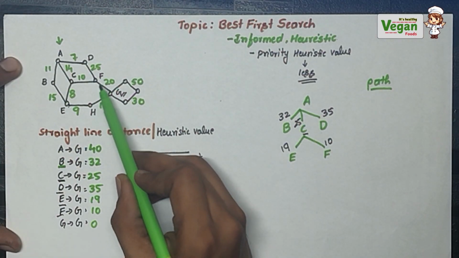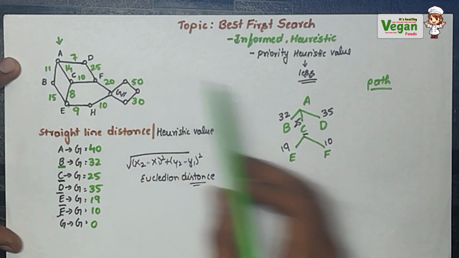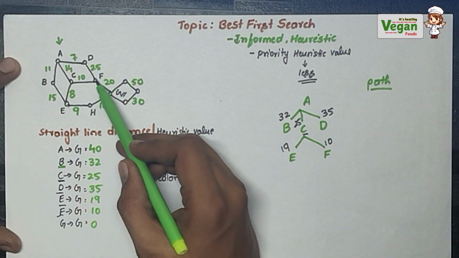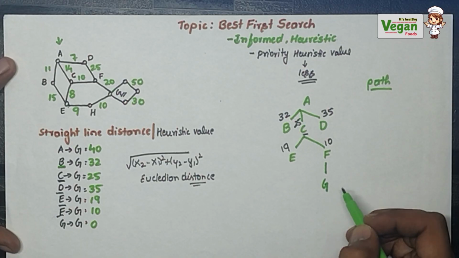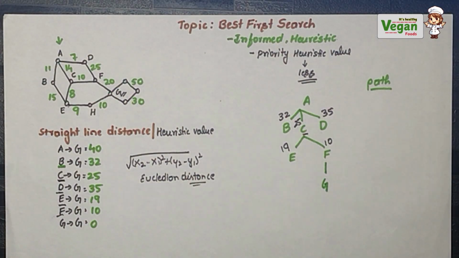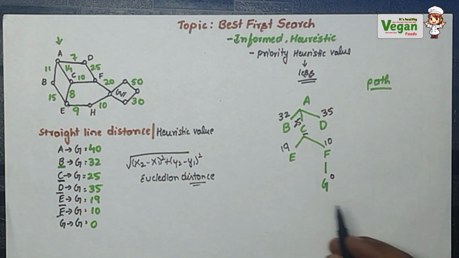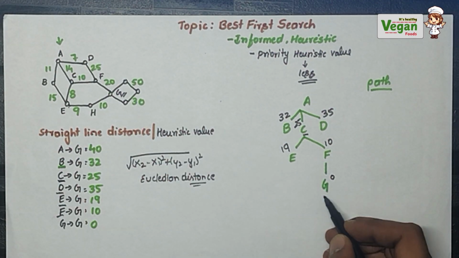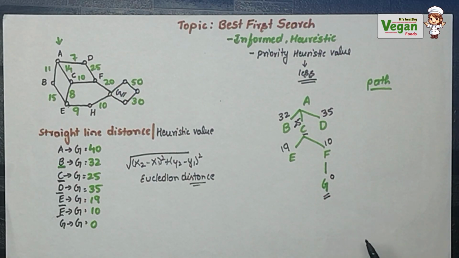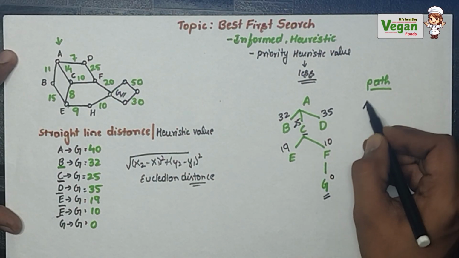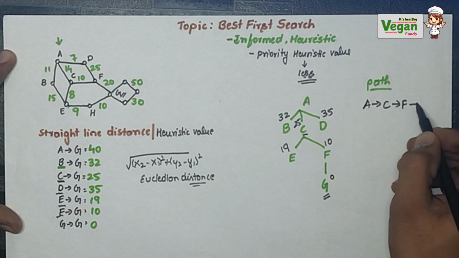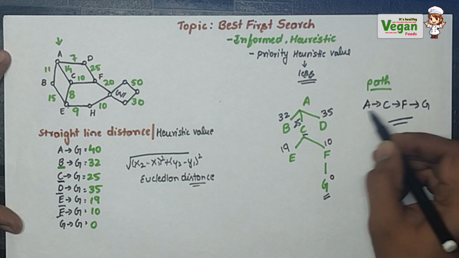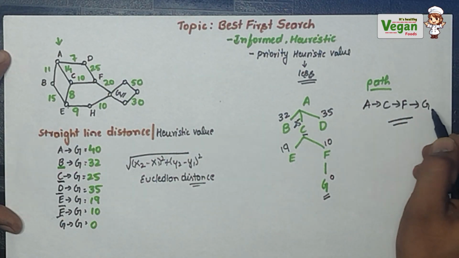Now again, from F you can go to D, but D is already traversed, so don't go there. From F you can go to G. What is the heuristic value of G? Only one option was possible, so the heuristic value is 0. G was the goal state we wanted to reach, and we came here. So the path is from A to C, from C to F, and from F to G. From the source we reached the goal state.